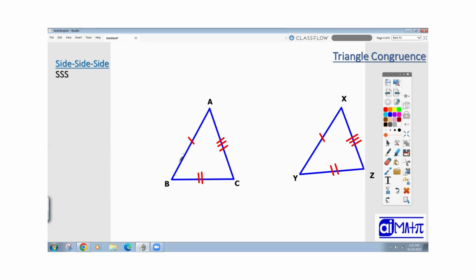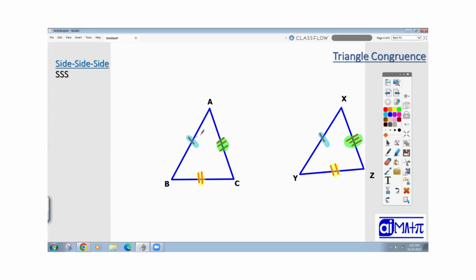If you look here, we have triangle ABC and triangle XYZ. There's one marking here and also one marking here. I'm going to highlight this in blue and this in blue. There are 2 markings here and 2 markings here. And over on this side, there are 3 markings here and 3 markings here. So they have told us that this side is congruent to this side, this side is congruent to this side, and this side is congruent to this side.